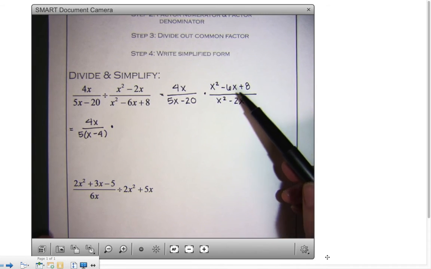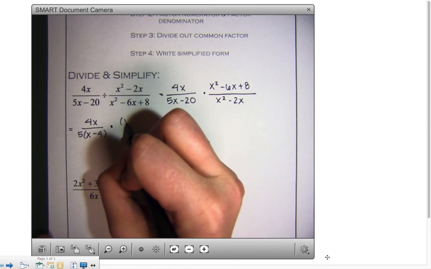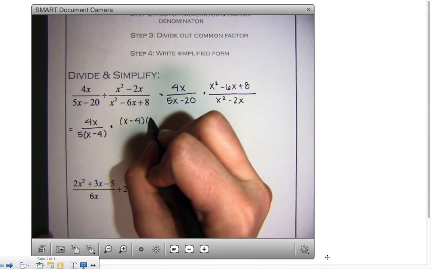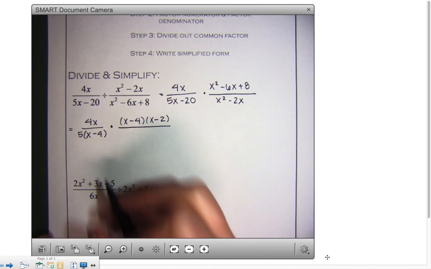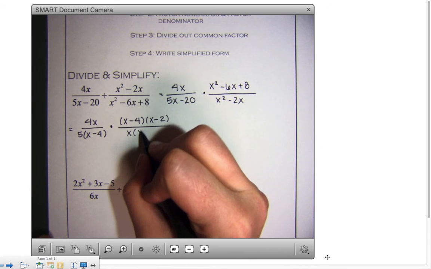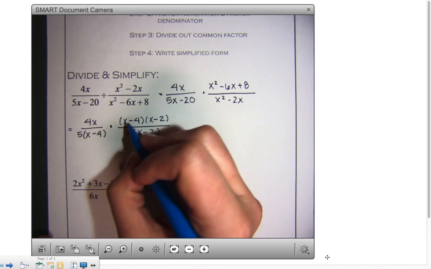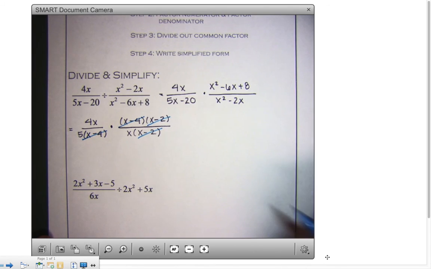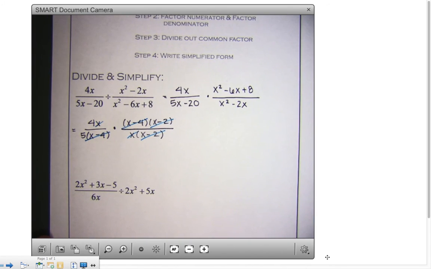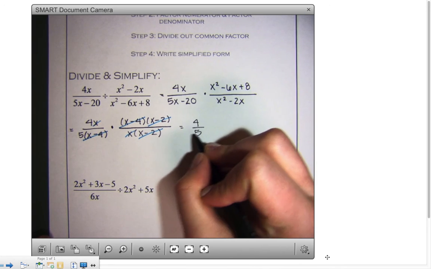Factors of 8 that add to negative 6 are negative 4 and negative 2. X squared minus 2x have an x in common. And go through and cancel out what you can. X minus 4, numerator and denominator. X minus 2, x. Everything cancels out except for the 4/5.